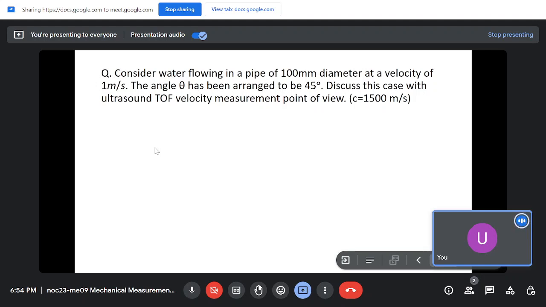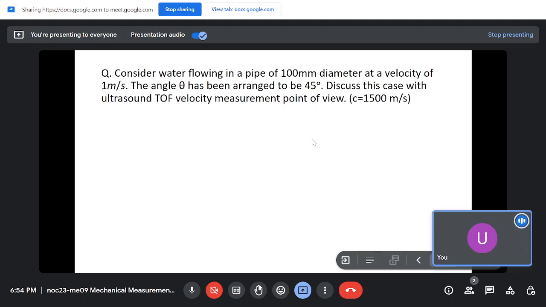So moving on, consider water flowing in a pipe of 100 mm diameter at a velocity of 1 meter per second. The angle theta has been arranged to be 45 degrees. Discuss the case with ultrasound TOF from a velocity measurement point of view. And we have been given the speed of sound as 1500 meters per second.